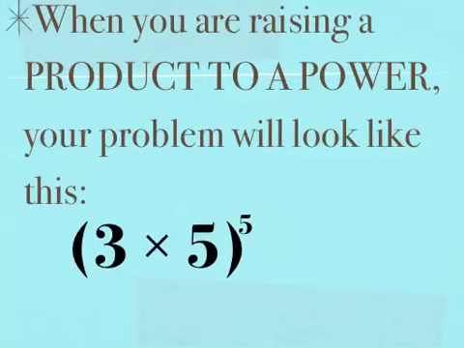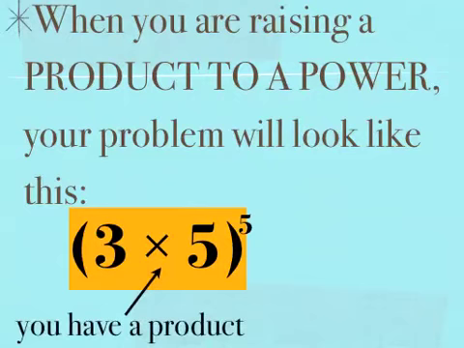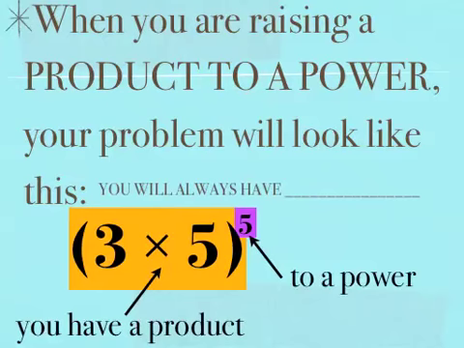When you are raising a product to a power, your problem will look like this. Notice inside of my parentheses, I have a multiplication problem. So you have a product, and on the outside of your parentheses, you are going to have a power. Just like when you were raising a power to a power, when you're raising a product to a power, you will always have parentheses.